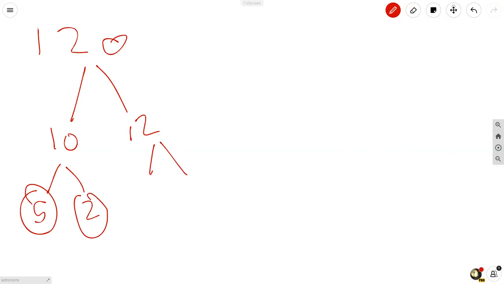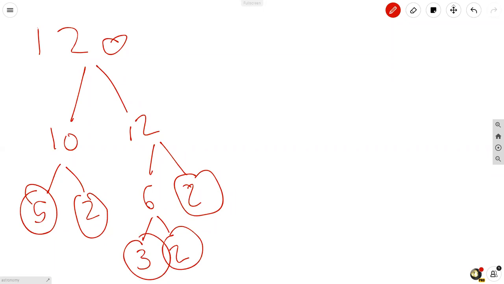What about the 12? Can I split that up? 6 and 2, well done. Now, are these prime numbers? No. The 2 is, so I circled the 2, but not the 6. I could split that one into 3 and 2, and then I'm done. It's all over.